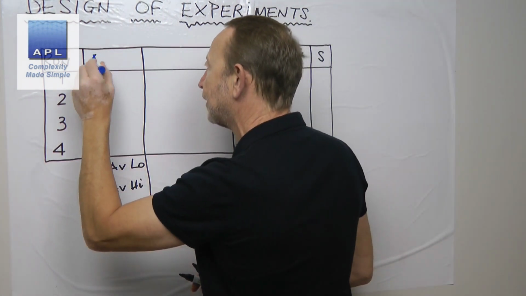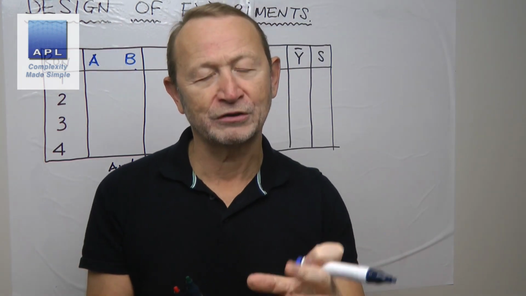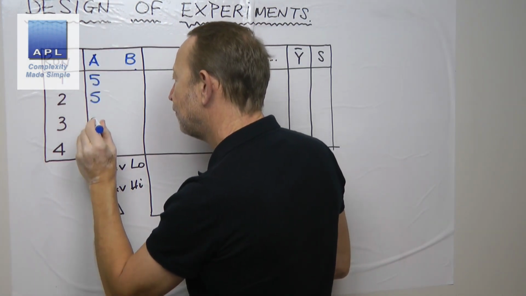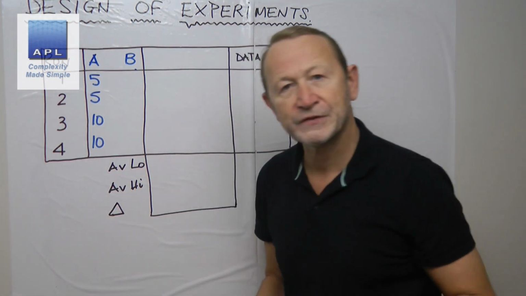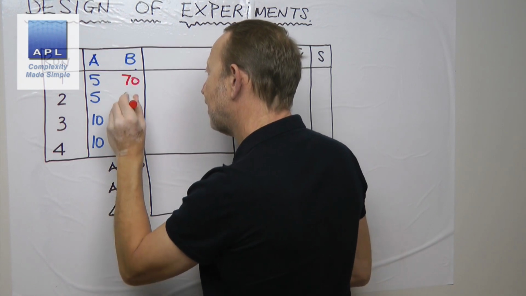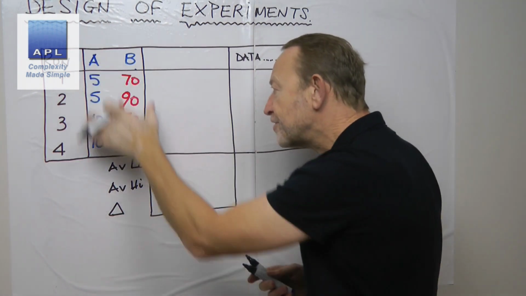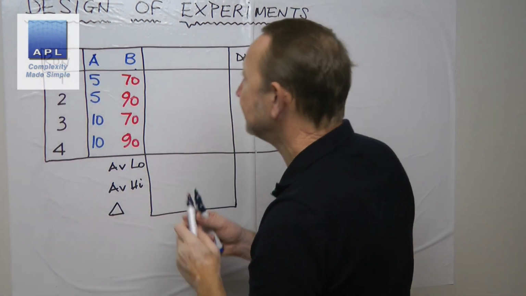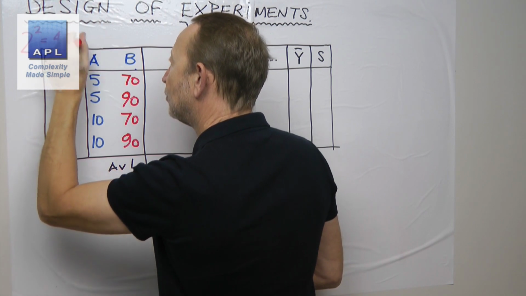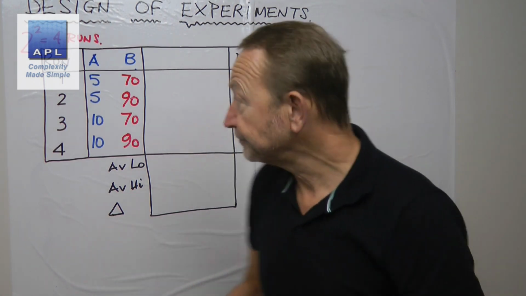Okay, we've got two factors, A and B. Of course, we're going to be in the real world, so A and B are going to be in real units. Time, 5 and 10 seconds. Temperature, let's put it in a different color, 70, 90. Okay, that's what you're going to do. Two factors, two levels, that equals 4 combinations, 4 runs. There are the 4 runs.